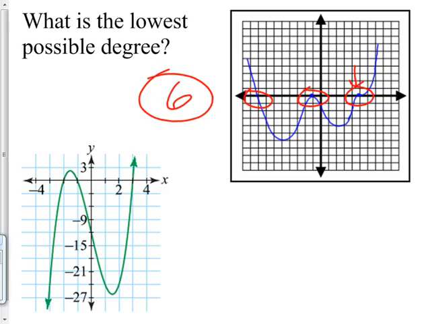Another way to say it is this. If this is even, because see, both ends are going up, I can only pick even numbers. So if it's going to be 6 or higher, it's going to be 6 or 8 or 10 or 12. Because if the ends were going opposite directions, like now it's going down and the other one's going up, then it could be odd, but it's not.